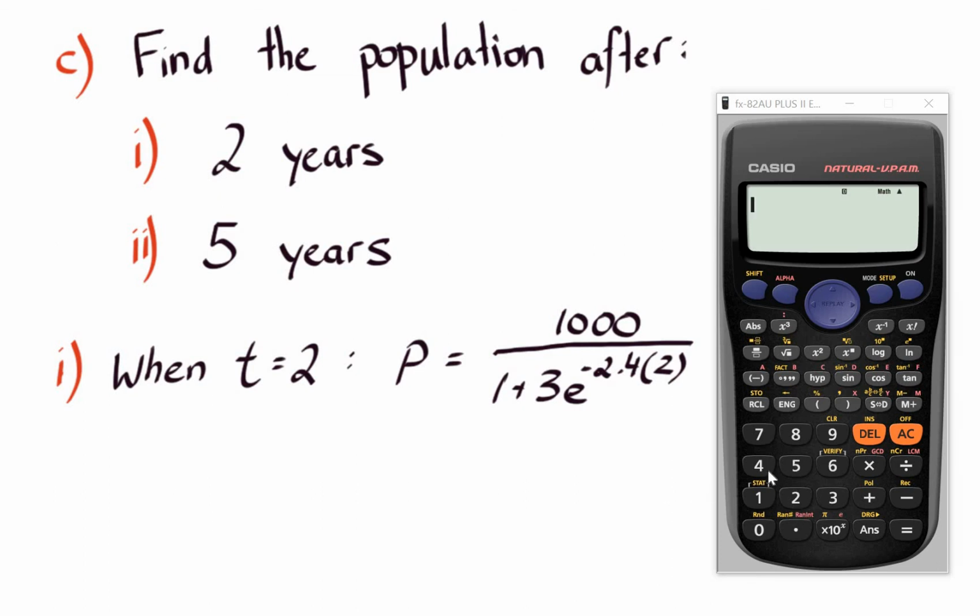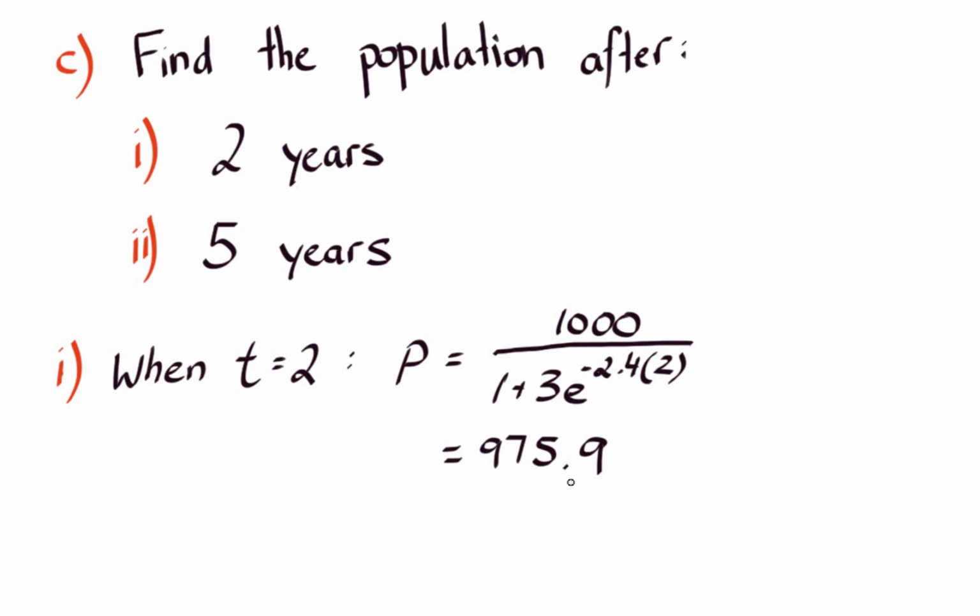Using the calculator, we need to be careful that we put everything in correctly. So we have 1000 on the top, and then down here we have 1 plus, and I would personally go and use some brackets here just to be sure. So we've got 3 times e to the power, now this is a negative power, and then 2.4 times 2, I'm just going to write that as 4.8. And then we want to close up our brackets there. So we get 975.9. Now, that's to 1 decimal place.